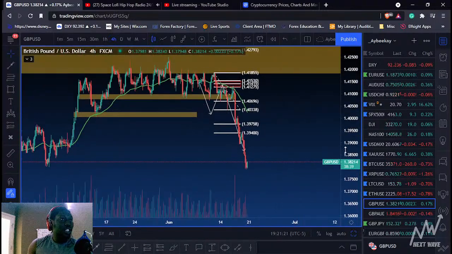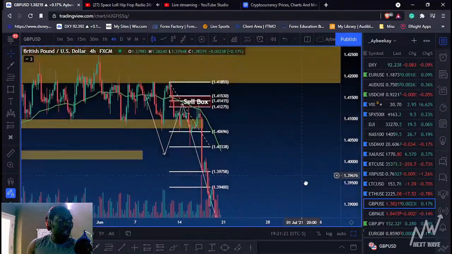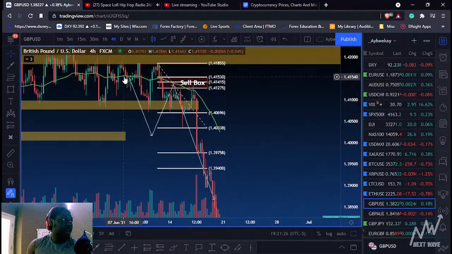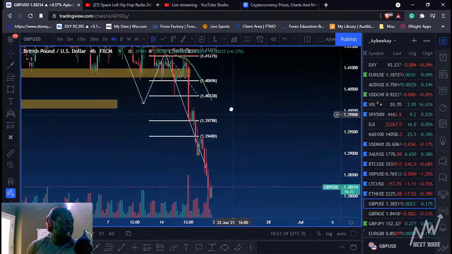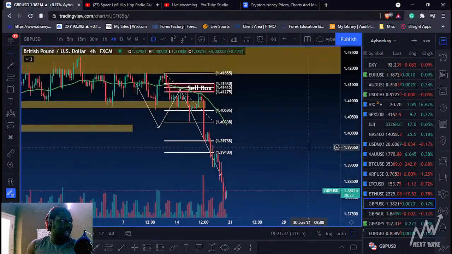So GBP/USD ended up making this play. Remember I had mentioned, okay, I want to see the retracement. If I were to sell up here, it came to the 61.8. I couldn't get in because it didn't get to my 71%. It did a dash to the downside.